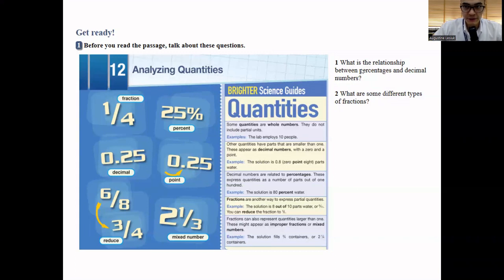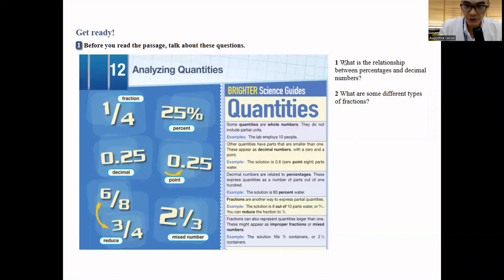For the first activity of this unit, I want you to read the following passage, the Brighter Science Guide's Quantities passage. After you're done reading, I want you to answer these two warm-up questions. The first one asks, what is the relationship between percentages and decimal numbers? And the second one asks, what are some different types of fractions? Read the passage, answer the questions by yourselves, pause the video, and once you're done, resume the video and we will go through the answers together.